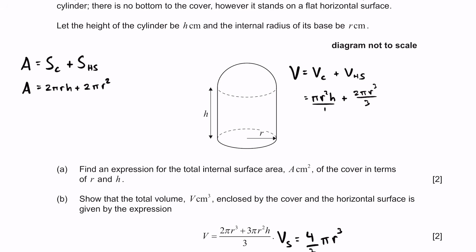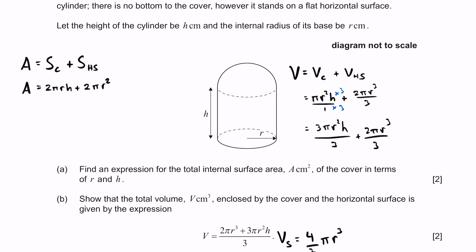So we're going to need to multiply this denominator by 3 to make it the same. We can't just do that to the bottom, we need to do it to the top and the bottom. That is to say, we need to multiply both the top and the bottom by 3 to get a common denominator. So let's do that. Multiply the top and the bottom by 3. Okay. So now we'll have 3 pi r squared times h over 3 plus 2 pi r cubed over 3.